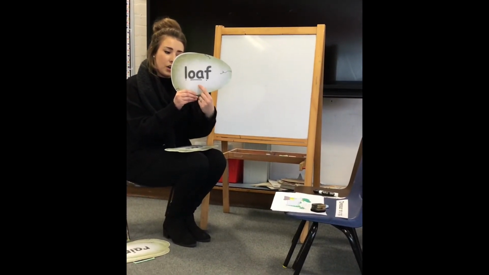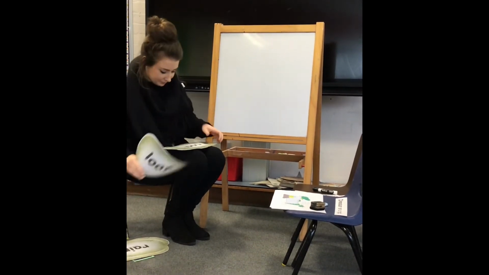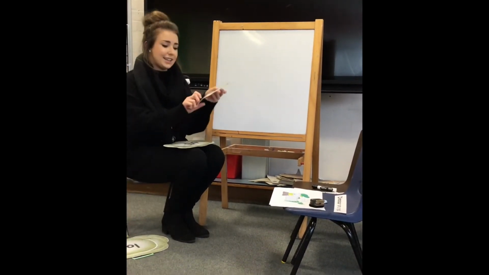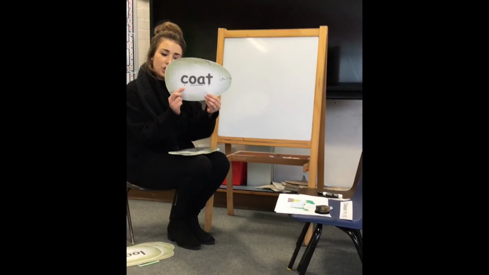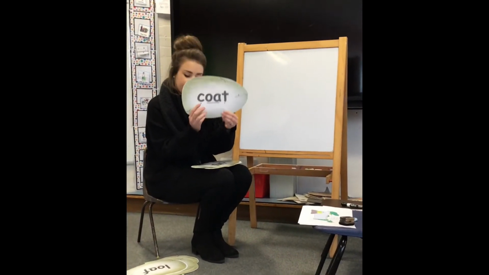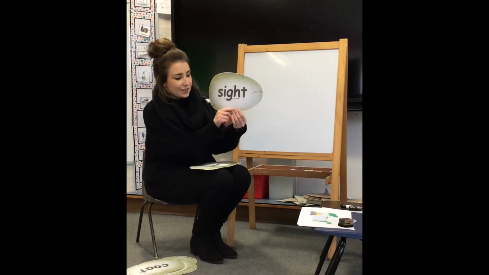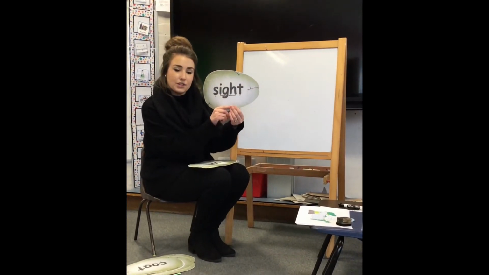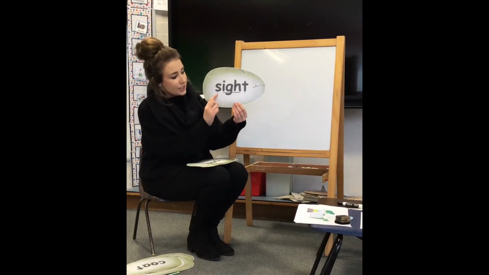Cool. O. Loaf. Like a loaf of bread. Oh, I can see that sound again. See if you can do this one at home. K-O-T. Coat. Now this one has got a sound in with three letters. Can you remember what that's called? Well done, it's called a trigraph.